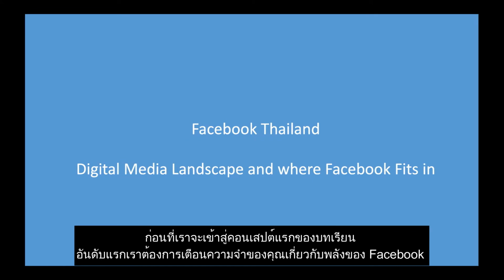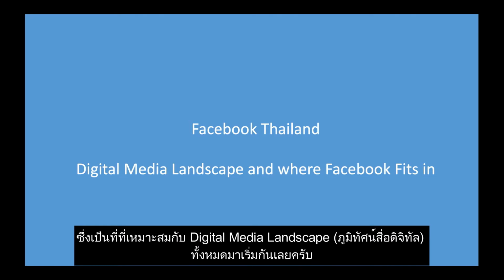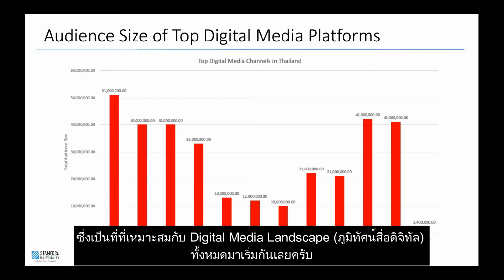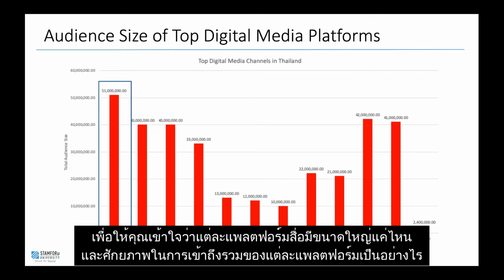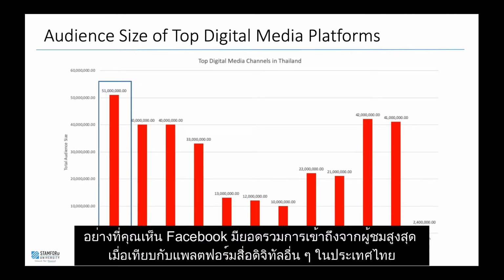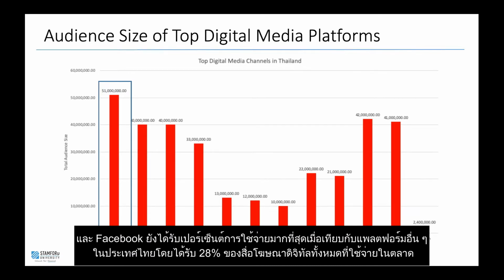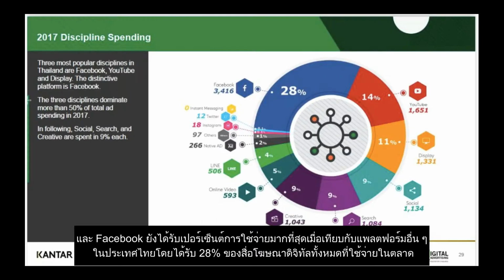Before we go into the module concept, I first wanted to remind everyone about the power of Facebook and where it fits into the overall digital media landscape. Just to give you an idea how large each media platform is and the total potential reach of the platform, we put together this chart. As you can see, Facebook has the highest reach in Thailand of any other digital media platform. That's why it's so important. Facebook also gets the largest percentage of spend. You can see there, 28% of the spend versus YouTube, which is half at 14%. So they're also the largest beneficiary of ad spends.